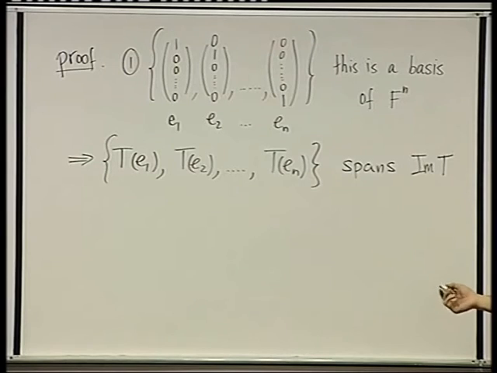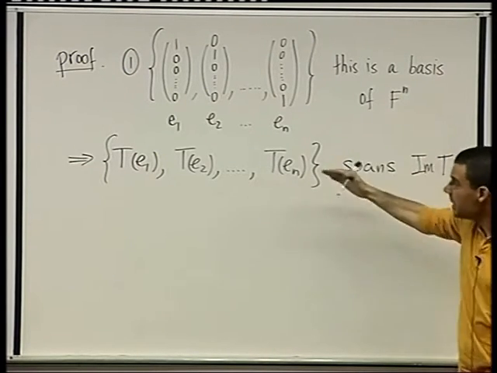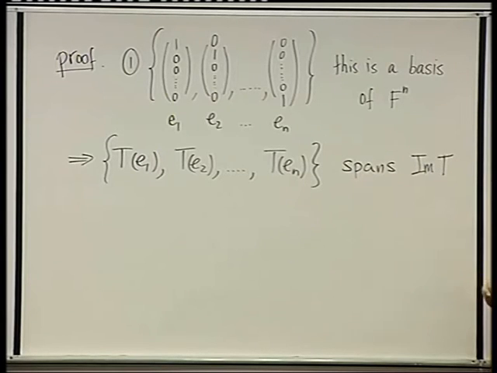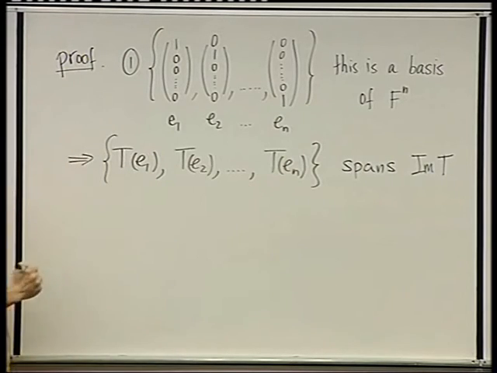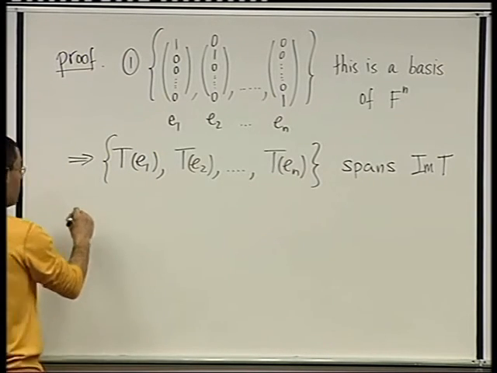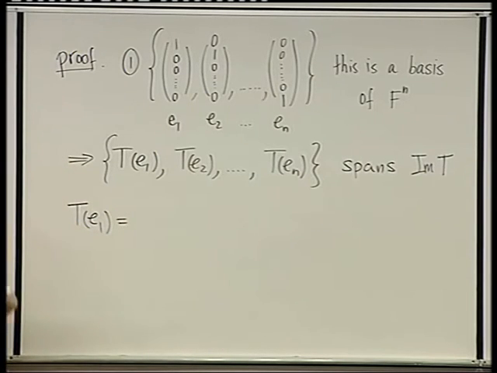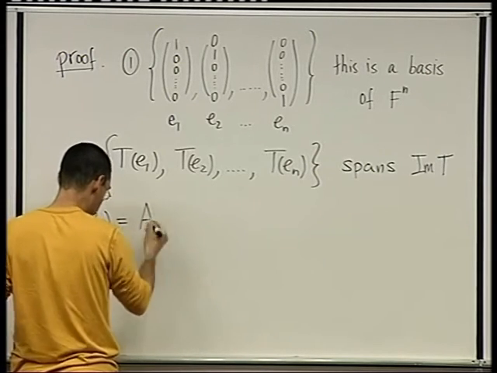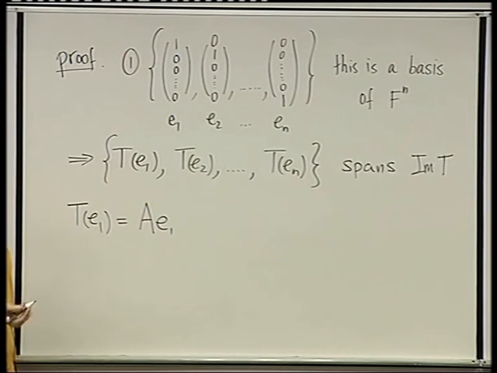Do you agree? If you take a spanning set, in particular a basis of the domain, T of it spans the image. We proved that. But let's understand what is T of E1. We know what T is. T is given by a matrix, a fixed matrix. So T of E1, by definition, is A times E1, right? Do you agree? That was the definition of T in this theorem.